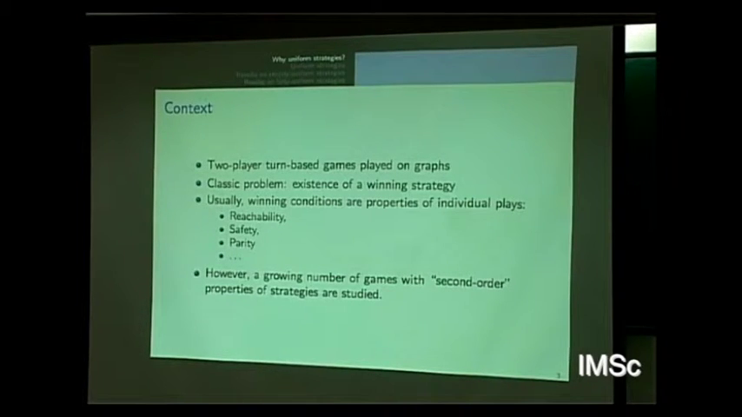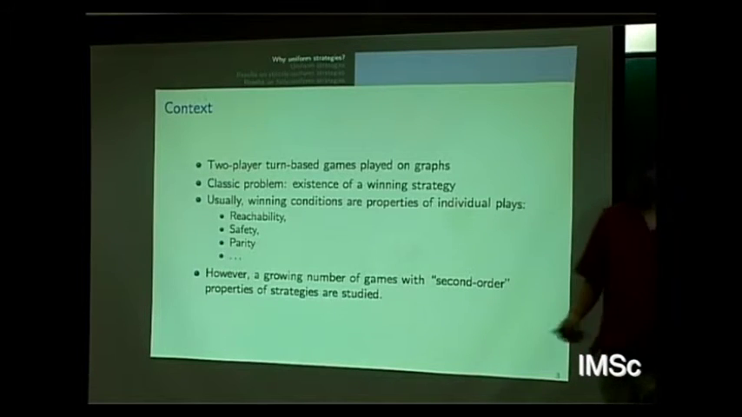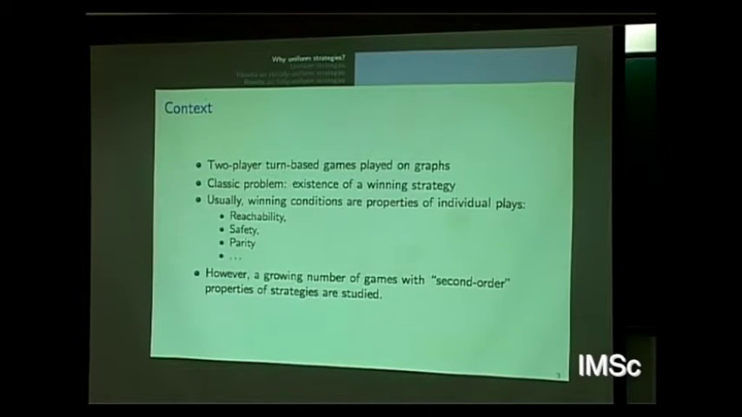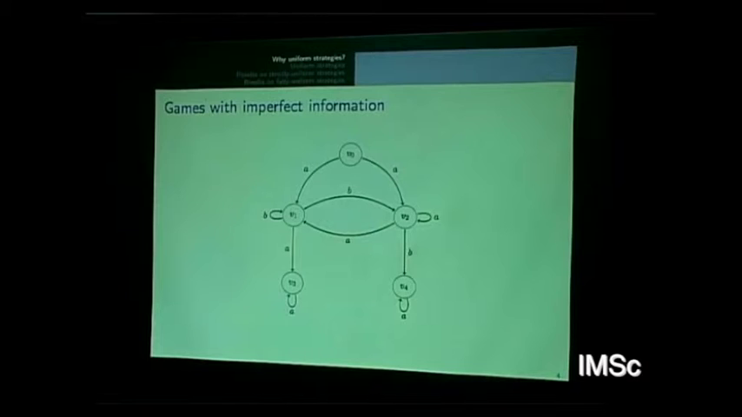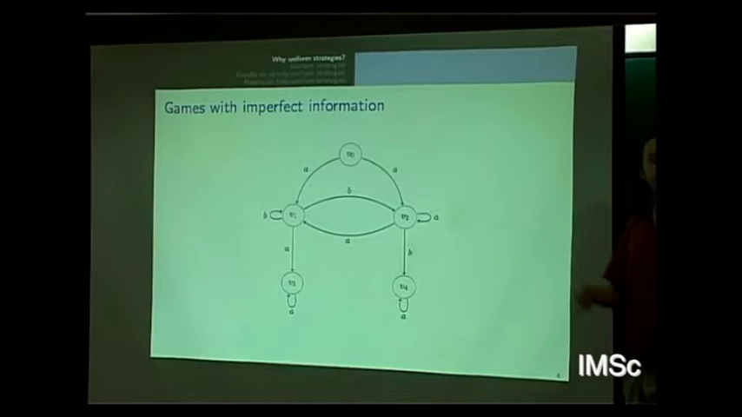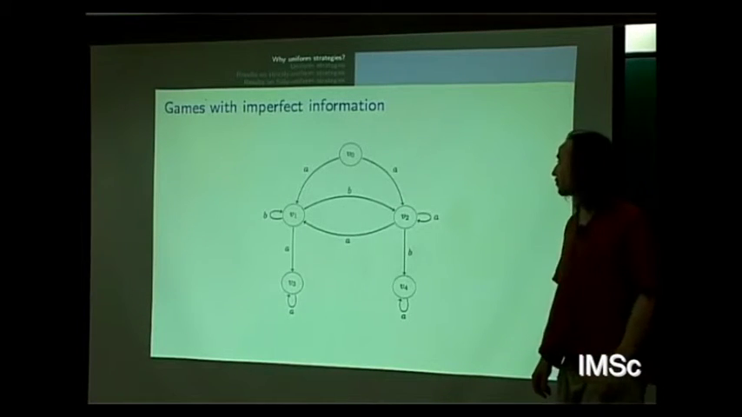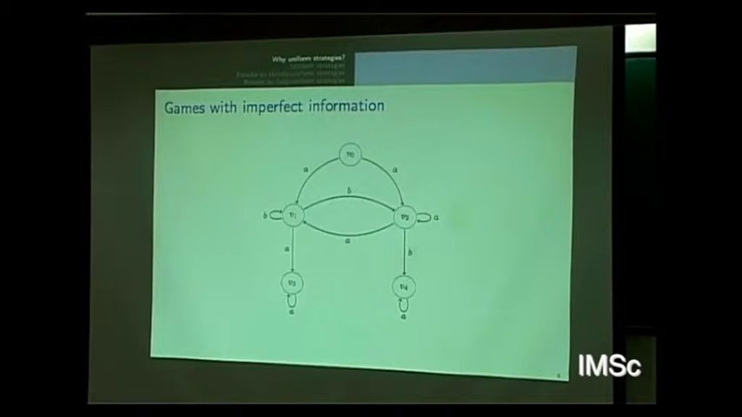But in some cases, some types of games, you want to add properties on your strategies that cannot be evaluated on single plays, but rather have to consider sets of related plays. So it's kind of second-order properties on the strategies you want to look for in your game. So I will give 3 examples of such second-order properties. So the first one is in games with imperfect information.